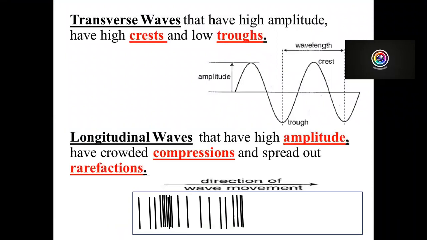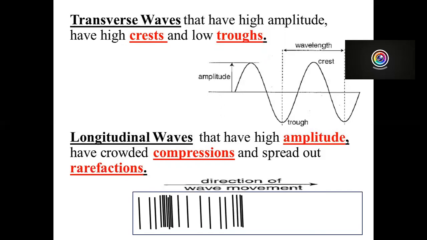if they are having a high amplitude, their crests will be high and their troughs will be low. So when we talk about transverse waves and their amplitude, a high amplitude on a transverse wave simply means a higher crest. If you look in our diagram, you can see the crest, which is the top part of the wave. So a high crest simply means a high amplitude, and a lower trough simply refers to a high amplitude.